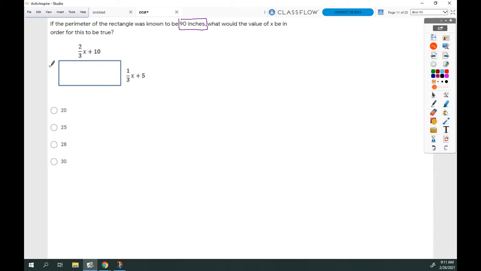Perimeter is when you add all four sides up. So we have 2/3 x plus 10, and we actually have two of those sides, because this side and this side are the same. And we have two sides that are 1/3 x plus 5. This side and this side are the same.